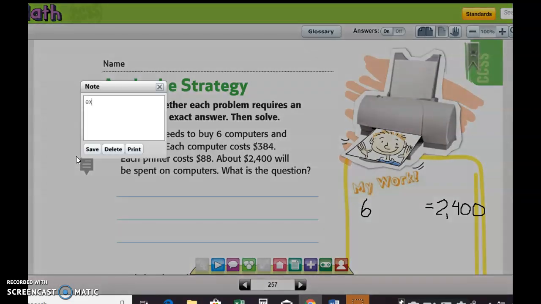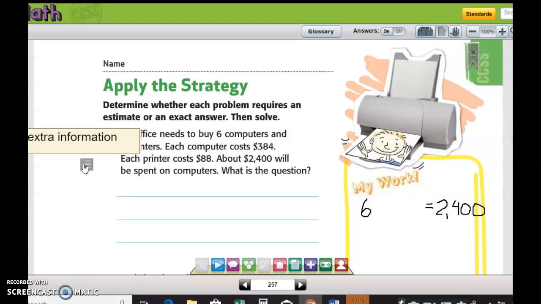They give you extra information that you'll have to delete out before you solve the problem. You will not need all of these numbers in order to answer the question that they've given you. So that's something new that you haven't seen this year before, but you should have seen it in your other years. The other thing is it gives you the answer, and then you have to figure out what operation you're doing.